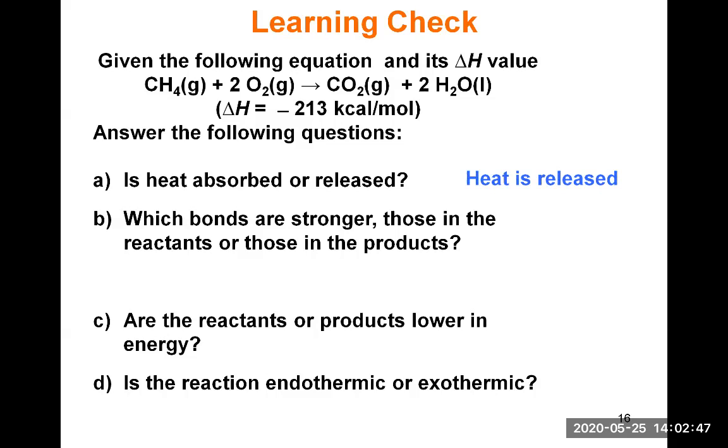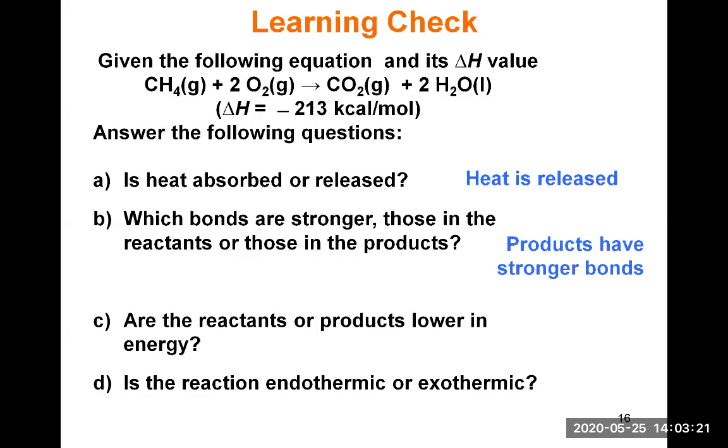Which bonds are stronger, those in the reactant or those in the product? When heat is released, that means you will have product lower in energy than the reactant, and so their bonds will be stronger, because in chemistry, whenever you have a lower energy product, it means it's more stable, it has stronger bonds. So the bonds in the product will be stronger.